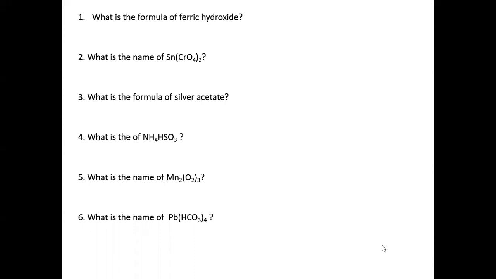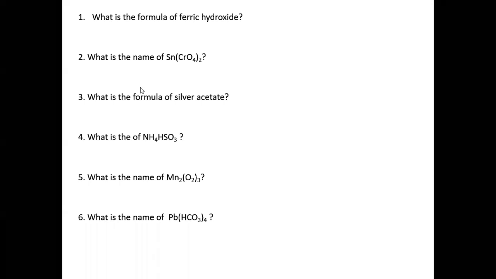So before we delve into the world of molecules and covalent compounds, we're going to just kind of review naming polyatomic ions. We're going to go through a few examples and then give you the tips on how to name these compounds. So the first one is, what is the formula of ferric hydroxide?